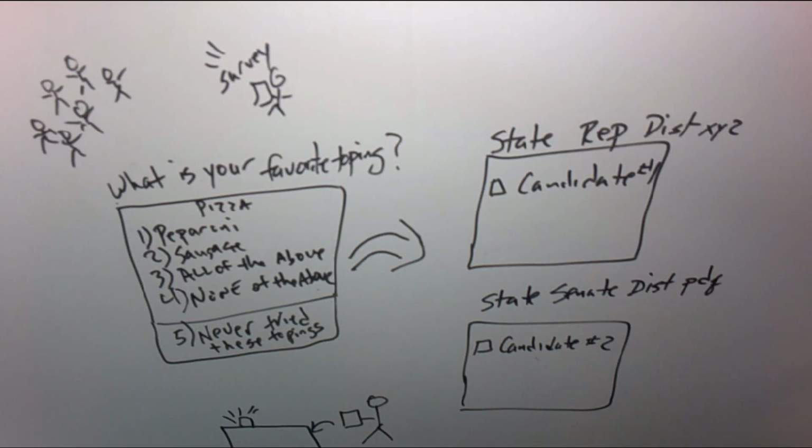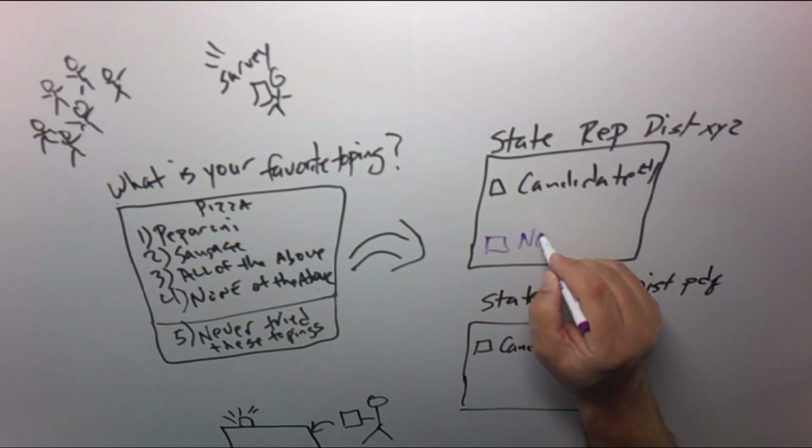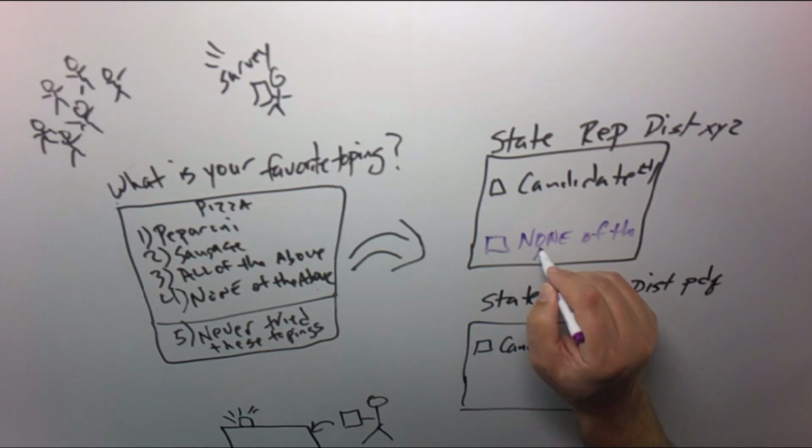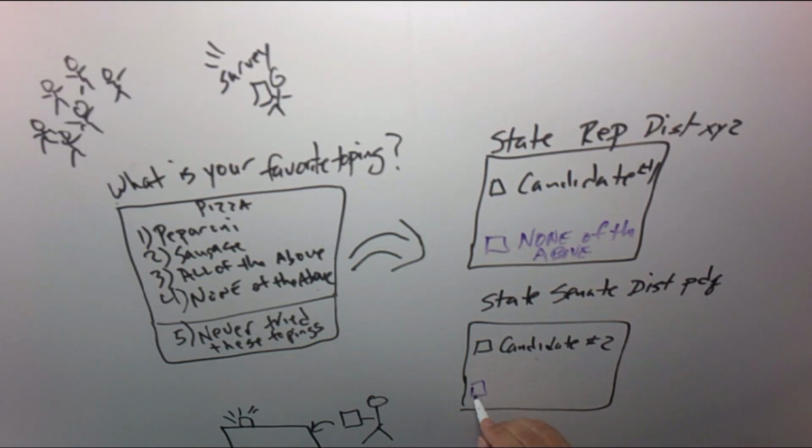What we need is a choice called none of the above. So then we're going to go and add that. Now, the voter can say, I don't want candidate number 1, I don't want candidate number 2, I'm going to pick none of the above. Now when they cast the ballot, it goes in, the light doesn't go off, and the vote counter says that it's good.